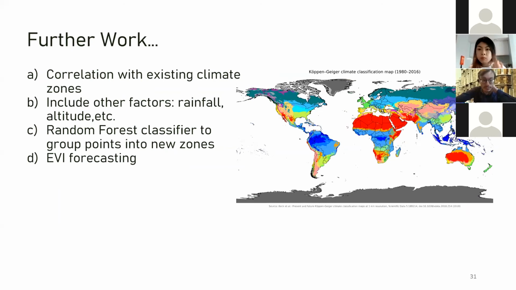This means we'll be able to say things like, within this climate zone, there has been a greening of this much percent over the past 20 years, and the trend is this significant, for example.